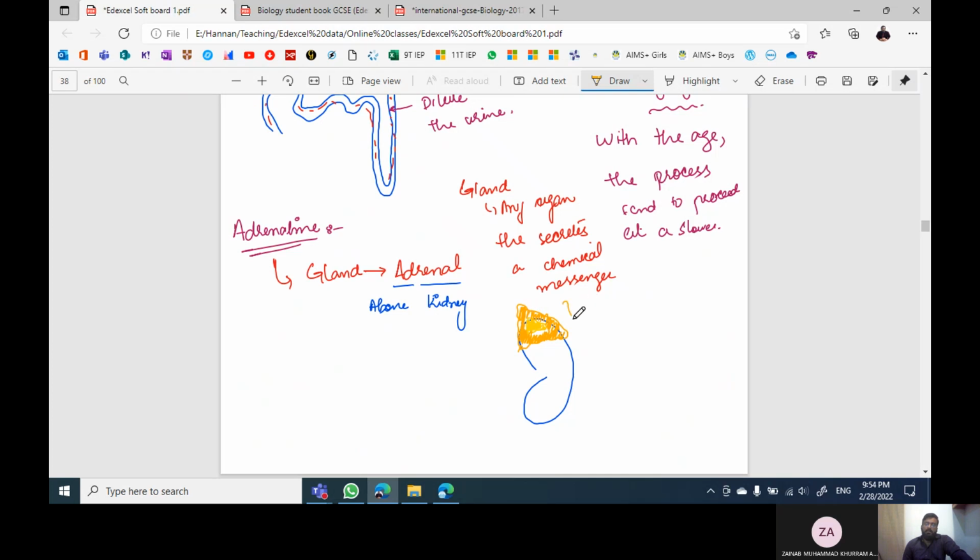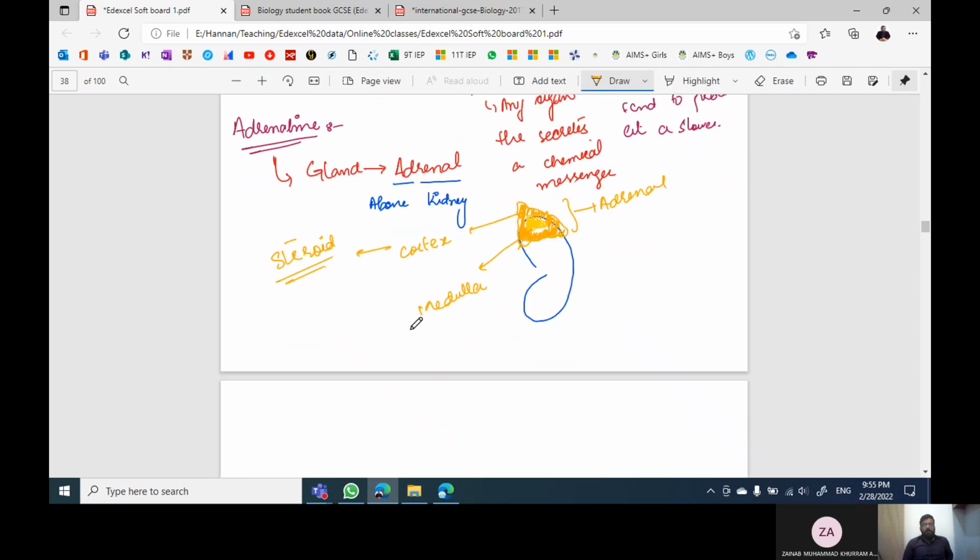And this whole organ is known as adrenal. The structural difference is the outer portion is known as cortex and the inner portion is known as medulla. The cortex is dedicated to secrete a certain family of hormones, and the name of that family is steroid. This is not yet our concern, but there is the second region, also known as medulla.